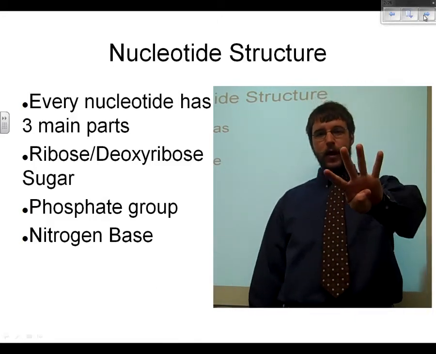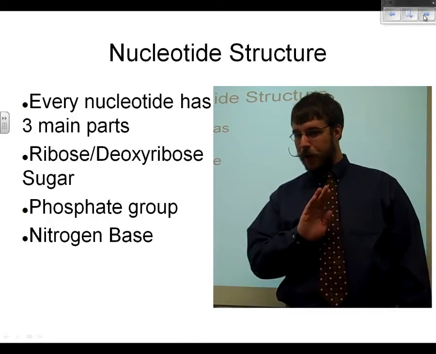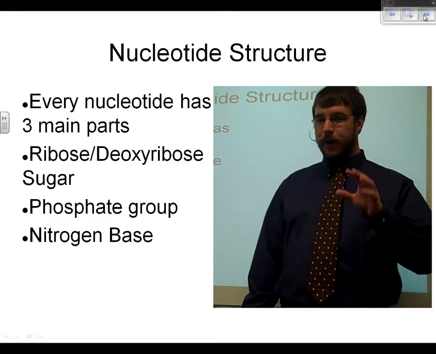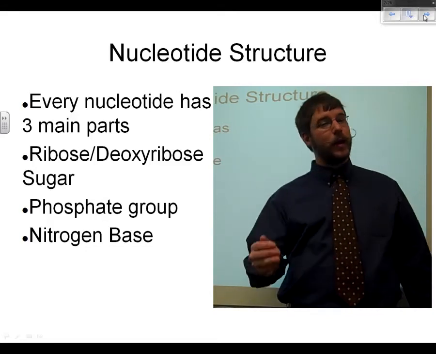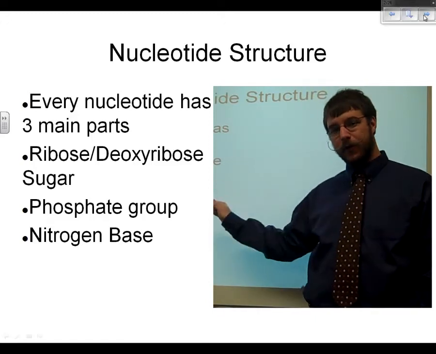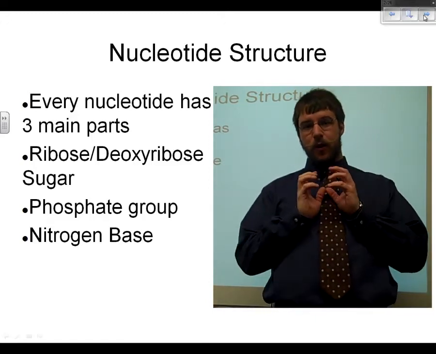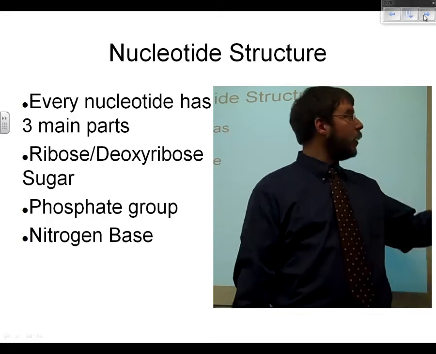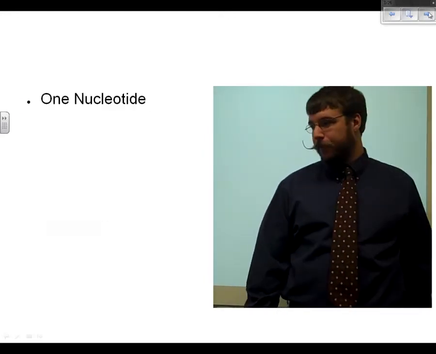Now there's four main nitrogen bases, and it could be any one of the four. Each nucleotide has these three components. So when you're making your nucleotides in class, you're going to be cutting out a crap ton of sugar, crap ton of phosphates, and a crap ton of nitrogen bases. Then you're going to assemble me some nucleotides. Then you're going to make me a little bit of DNA.